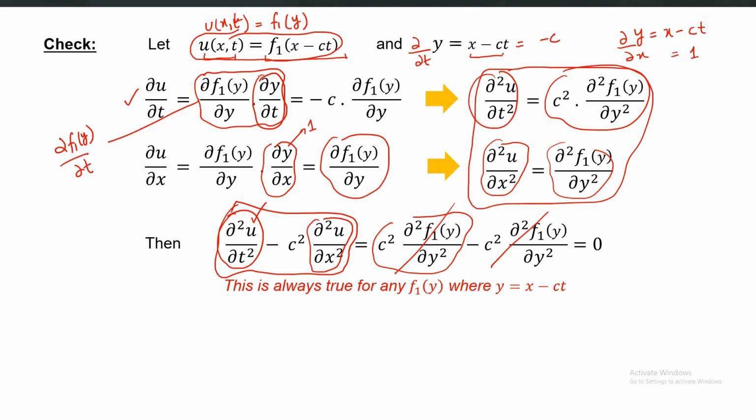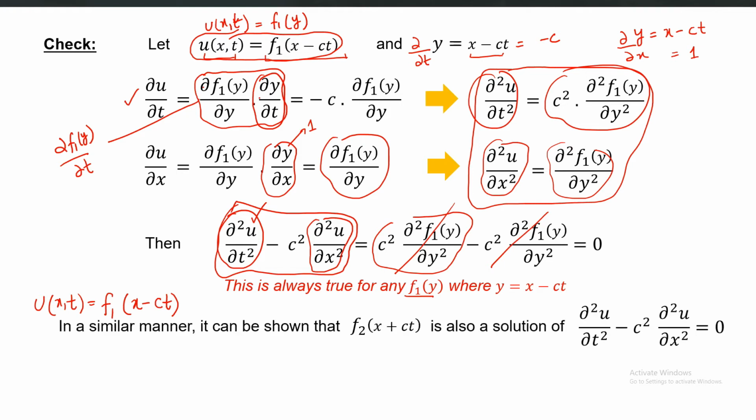So we have assumed a solution form u of x comma t equal to some function f1, which is a function of x minus ct, where c is a constant depending upon the material properties. This is always true for any f1 of y, because currently we just keep f1 as an arbitrary function and we still satisfy the equation. So for any f1 which is a function of x minus ct, it will be a solution of the original governing equation.